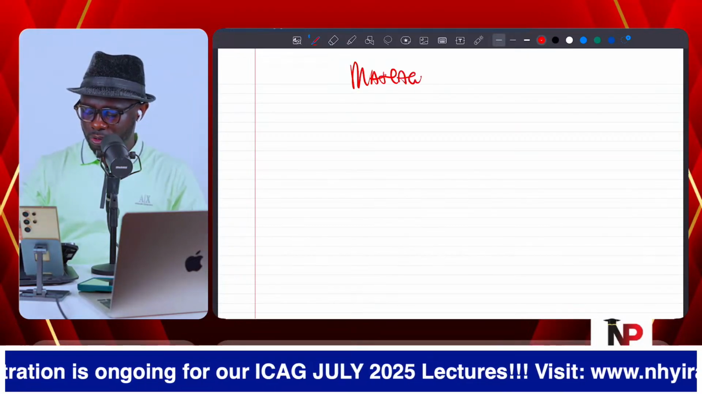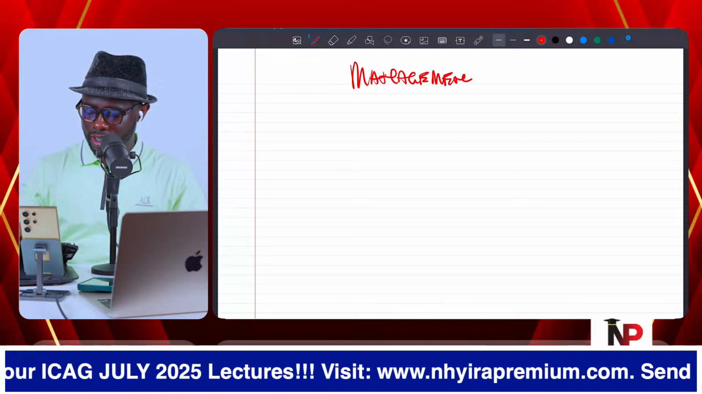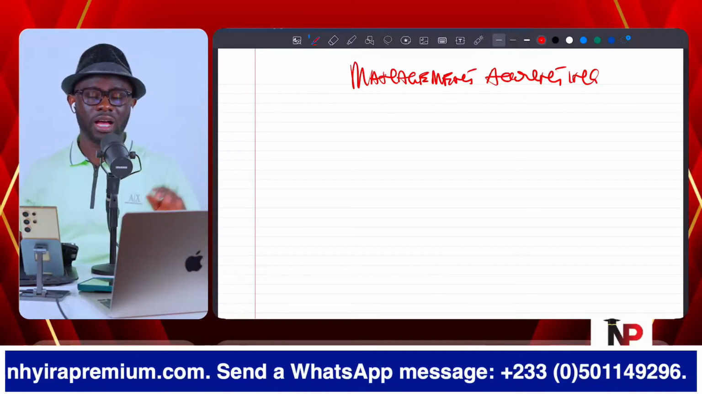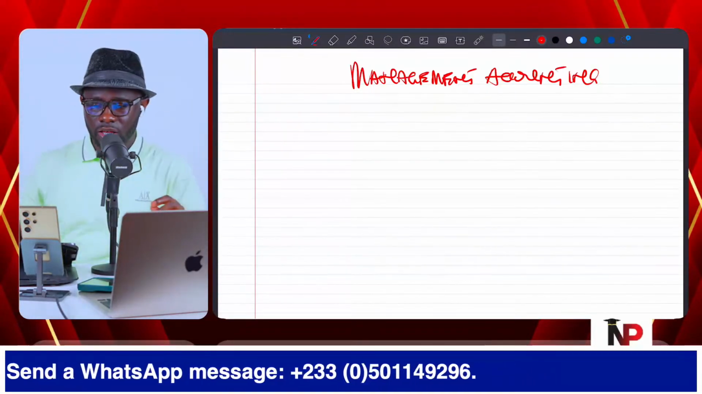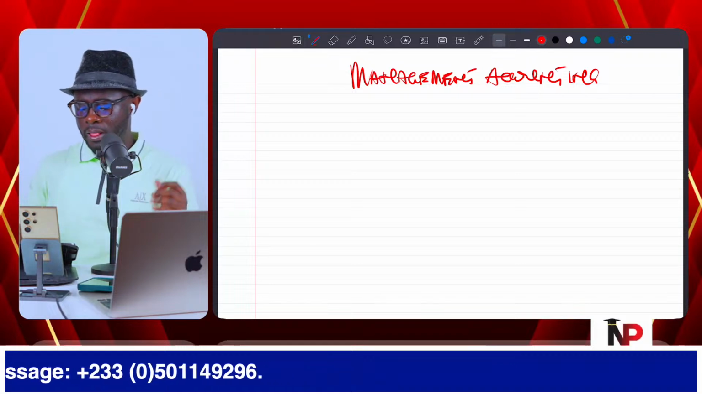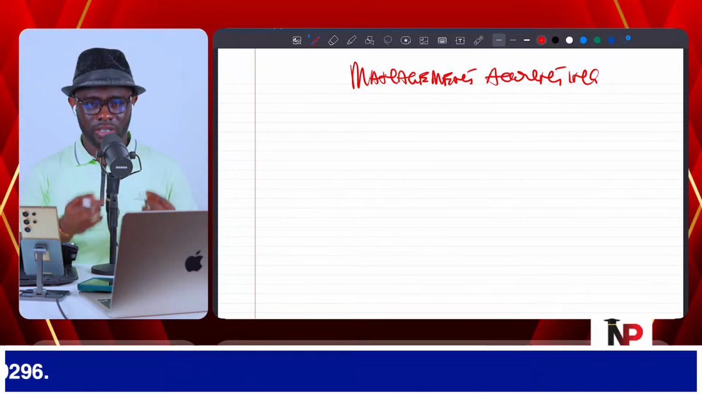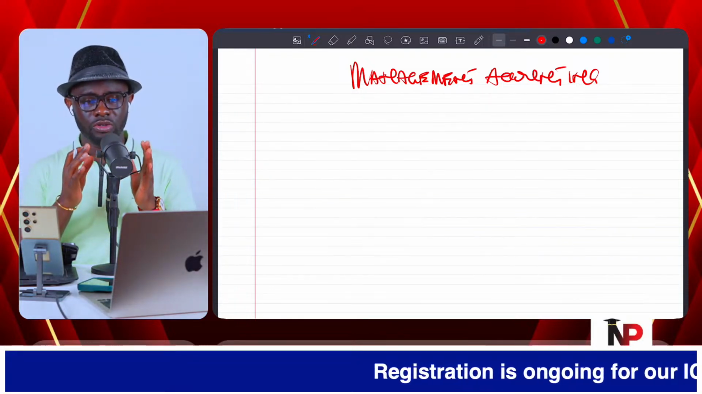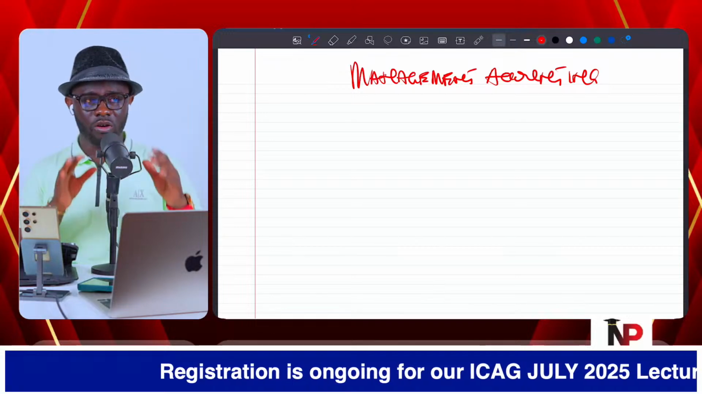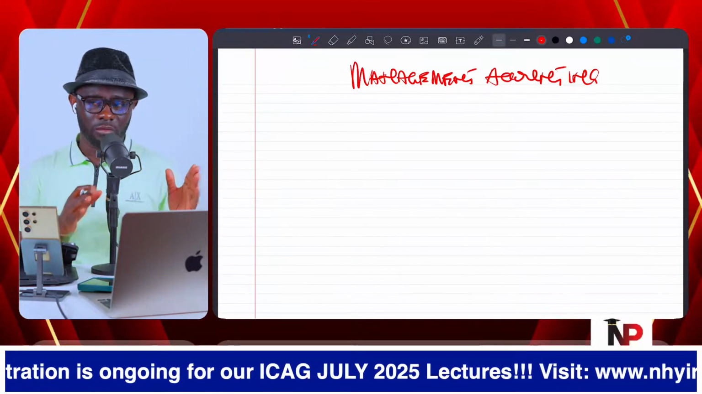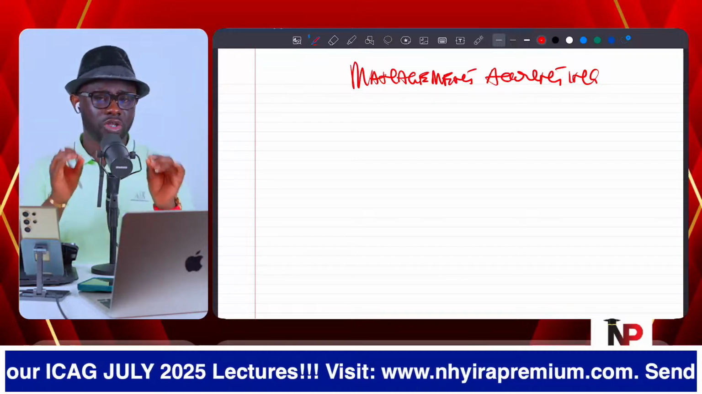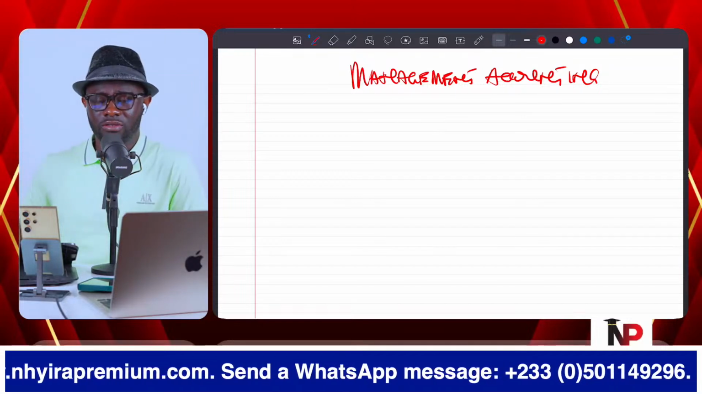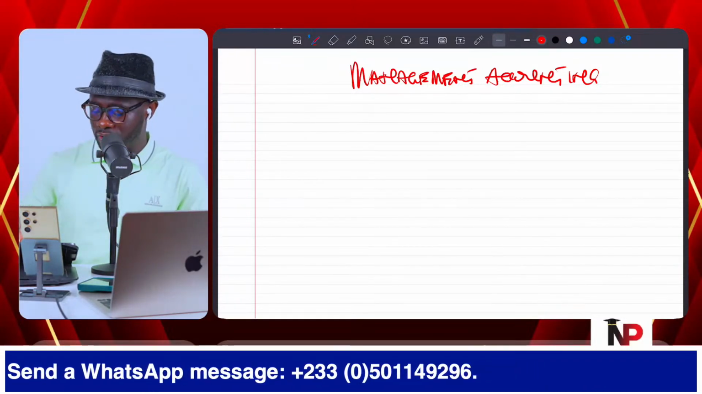Now, when it comes to management accounting, this is an interesting paper. It is one of the papers with the lowest pass rate. Generally, one of the papers with the lowest pass rate. Now, it is not because the paper is difficult. It is because of the way the subject is structured. And so stay with me because I'm going to give you a breakdown of what you need to look out for in the exam hall, how the syllabus is structured, and most importantly, how you can study to optimize your chances of passing the management accounting examination as you head into the exam.